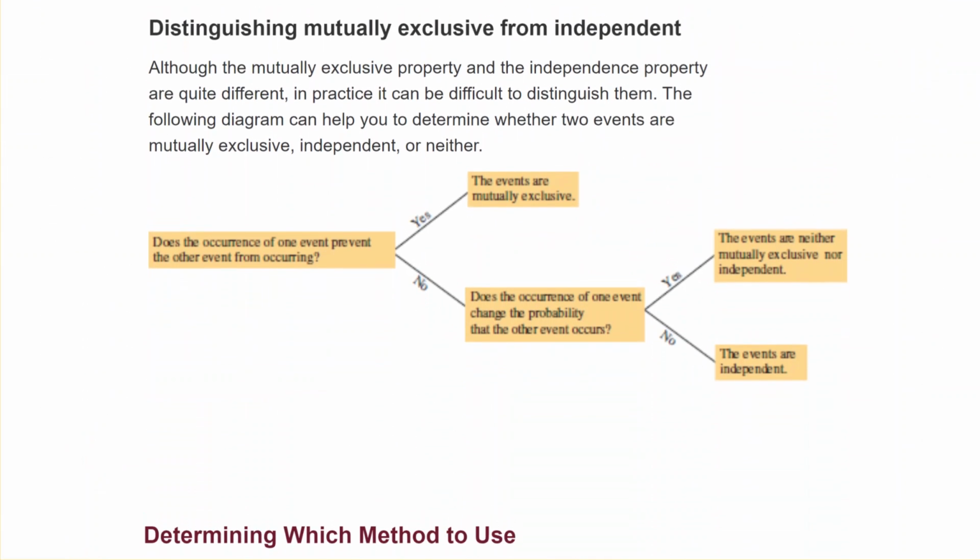So here are some tips on how to distinguish mutually exclusive from independent. We should not confuse those two things. Mutually exclusive usually comes up when we do a problem with probability of A or B. Are they mutually exclusive? Independent comes up when we are doing probability of A and B. Although mutually exclusive probability and independent probability are quite different, in practice it can be difficult to distinguish them.